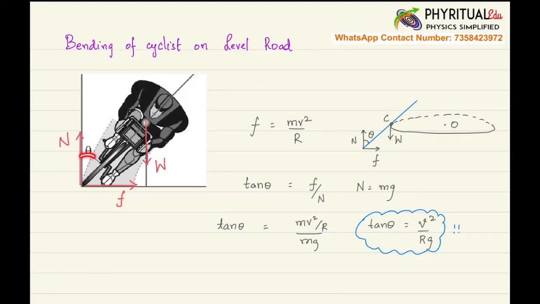Now here that bending is shown as angle theta over there. Now why is this bending required? We will try to analyze.